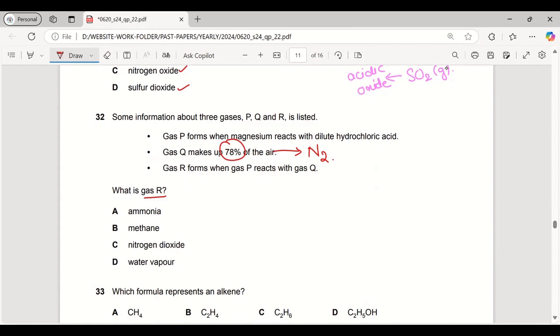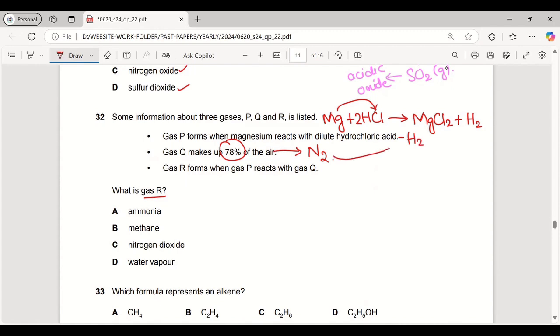Gas P forms when magnesium reacts with hydrochloric acid. When magnesium or any metal reacts with any acid, it forms a salt and hydrogen gas. So Mg reacts with 2 molecules of HCl to form magnesium chloride, plus hydrogen gas comes out. So here it will give hydrogen gas.